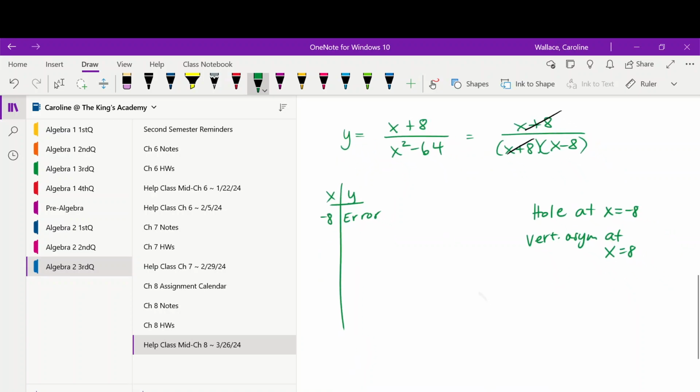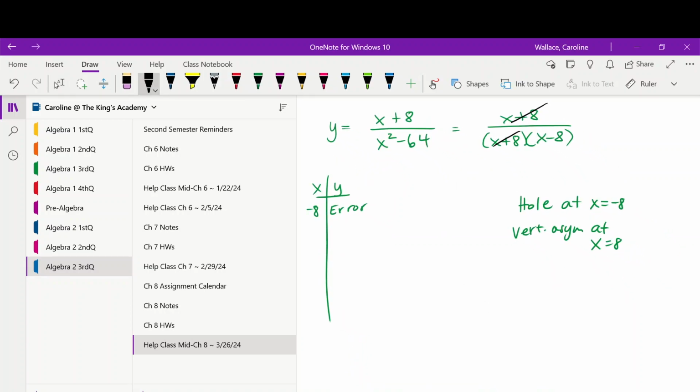All right, I'm starting to get a little visual now, right? I'm starting to see in my mind's eye before I even go. 1, 2, 3, 4, 5, 6, 7, 8. I'm gonna have a wall here. Is there a horizontal asymptote? And if so, what is it?